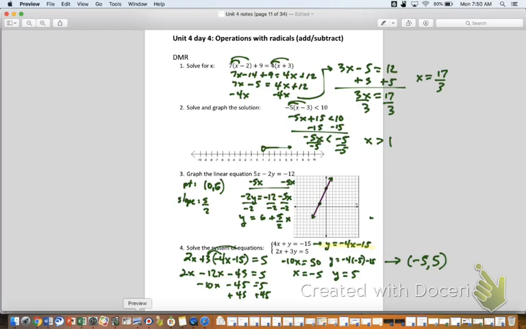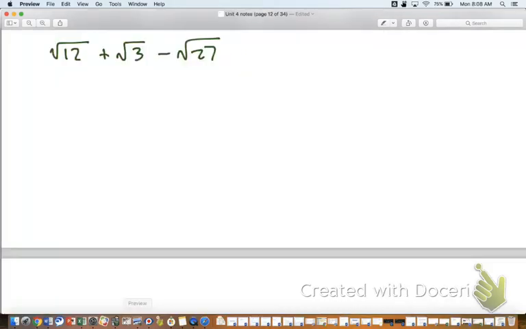All right. Okay, so the other thing you have in front of you there, root 12 is really the square root of 2 times 2 times 3. Square root of 3, like I said, 3 is already prime, so there's not really anything we would do there. Minus the square root of 27. Well, 27 is really 3 times 3 times 3. And then you try to simplify your radicals.